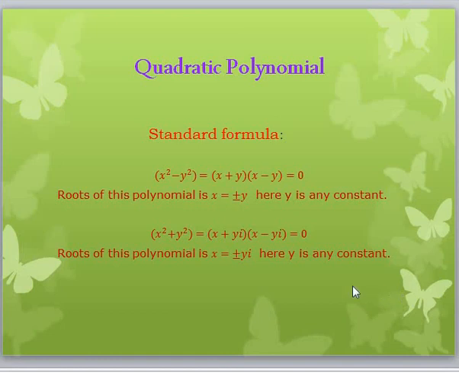Some standard formulae are also available. x² - y² = (x + y)(x - y). The roots of this polynomial are x = ±y, where y is any constant. Or the other one, x² + y² = (x + yi)(x - yi) = 0. The roots of this polynomial are x = ±yi, because these are complex roots, where y is also a constant.